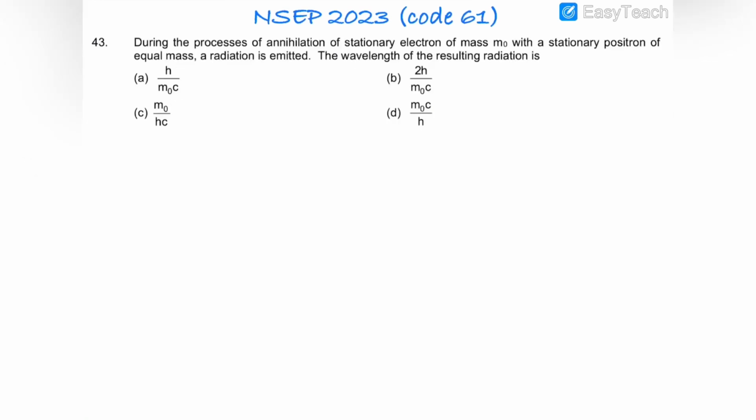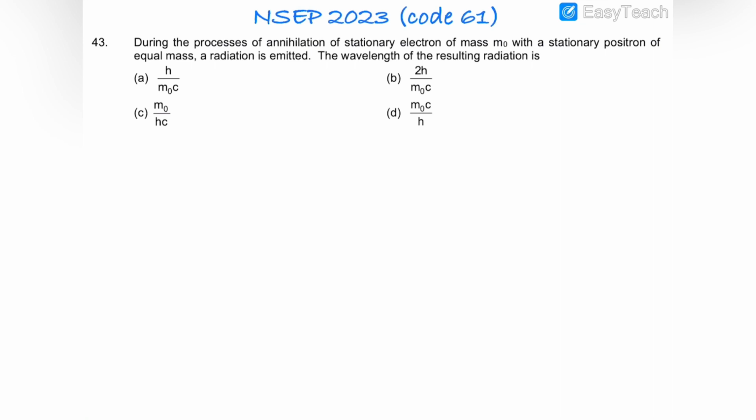In this question, you can see that during the process of annihilation of a stationary electron of mass m0 and a stationary positron of equal mass, a radiation is emitted. We have to find out the wavelength of that radiation. So we know that the annihilation process is the interaction of electron and positron, and by their interaction 2 photons or more photons are emitted.